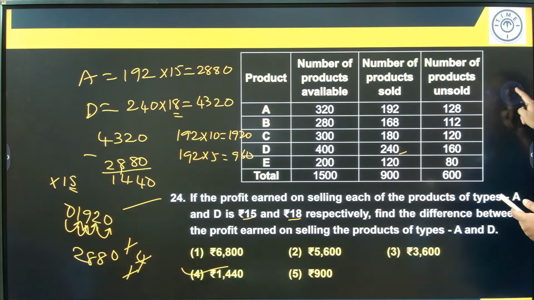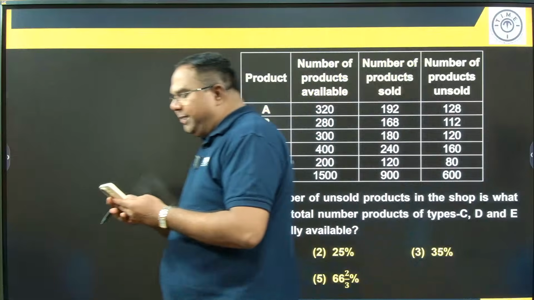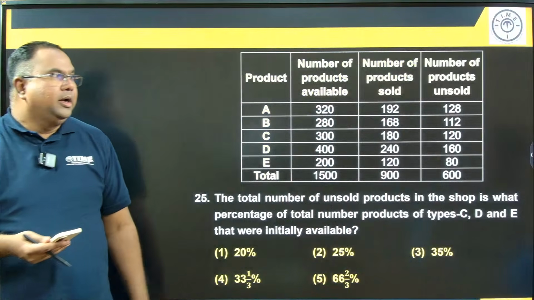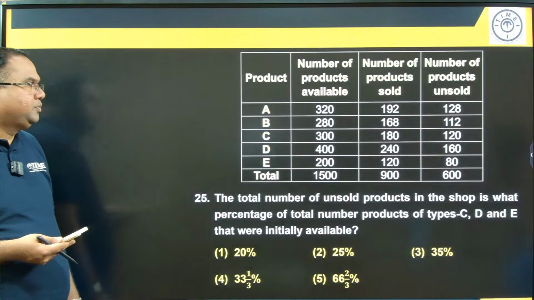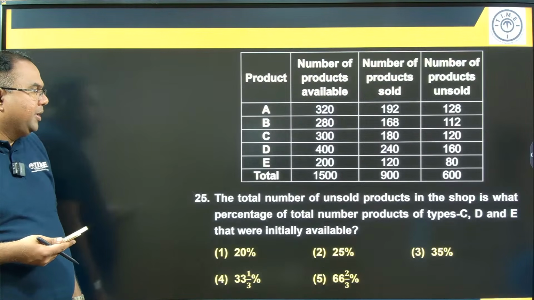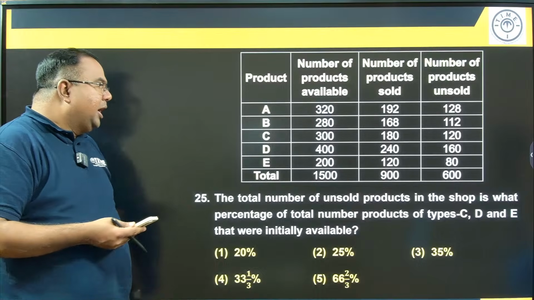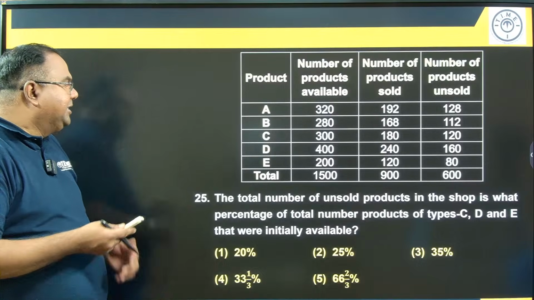Right, so last question of today's session. All of you, try this question, then we'll wind up. Total number of unsold products in the shop is what percentage of total number of products of type C, D, E that were initially available?